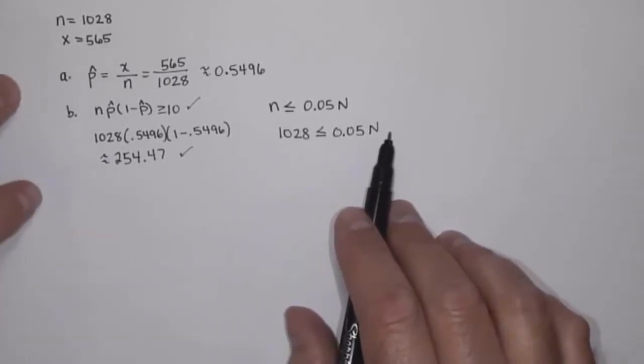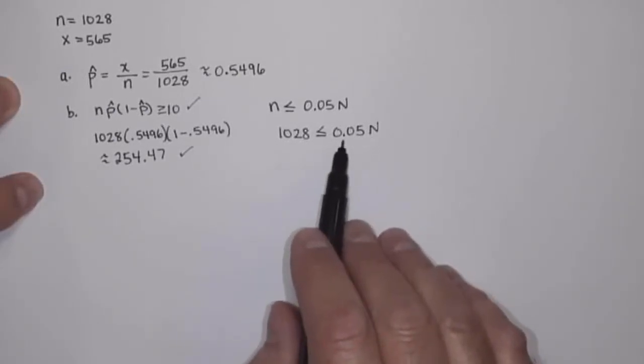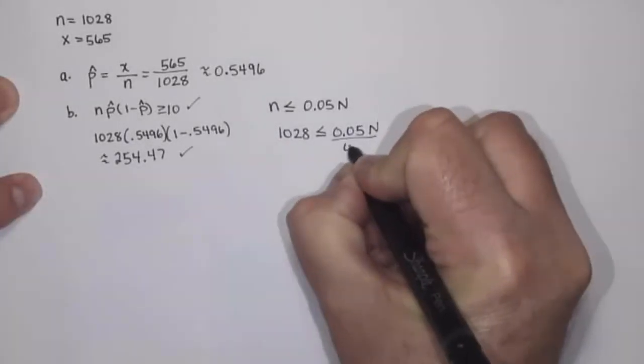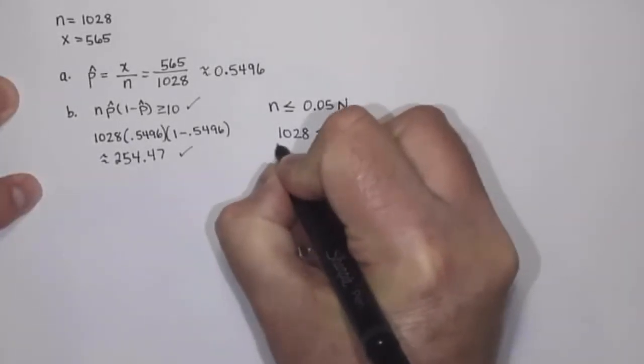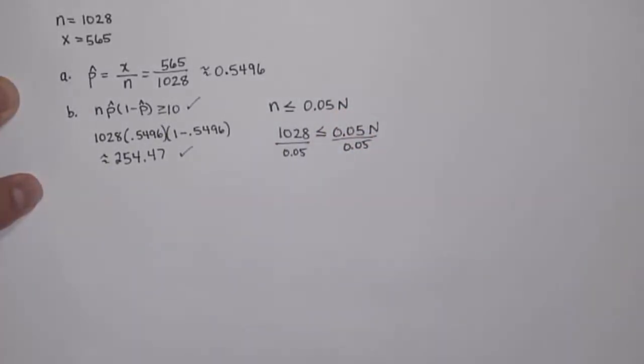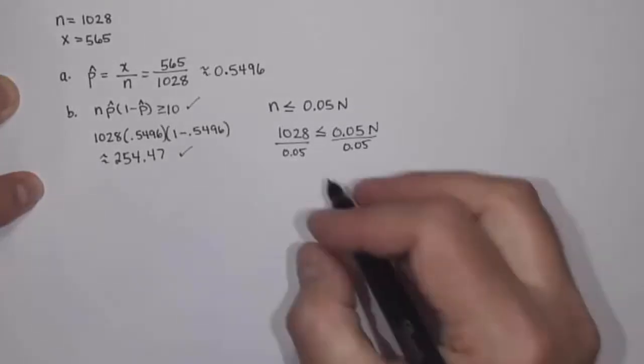To put a little more firmness on this, if 1,028 is less than or equal to 0.05 times the size of the population, well, if I just do a little algebra here and divide both sides by 0.05, 1,028 divided by 0.05 is 20,560.